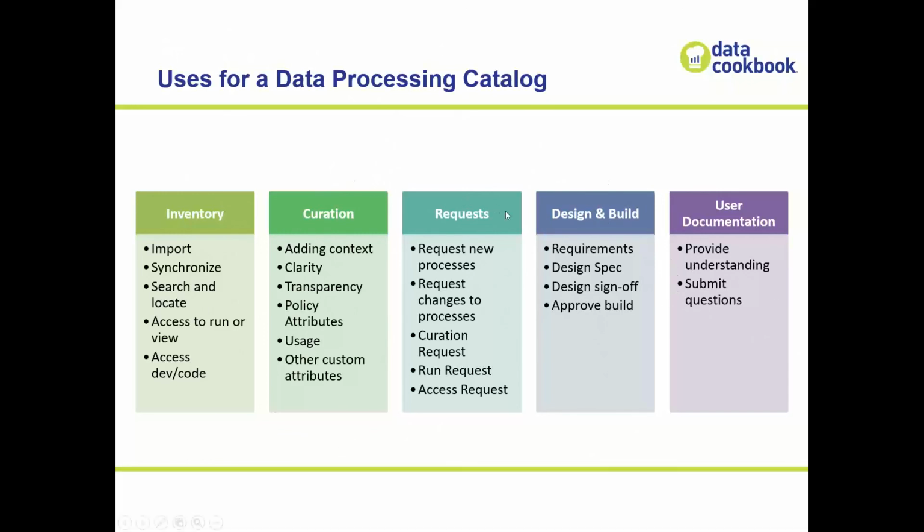So having your catalog provide that inventory, provide curated additional context, manage requests within this context, support the design and build within the context of this information, and then provide that user documentation. So that's the main set of areas that you want to accomplish with a data processing catalog.